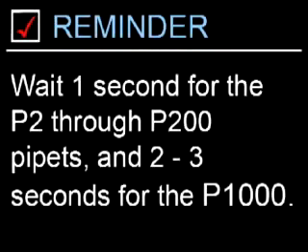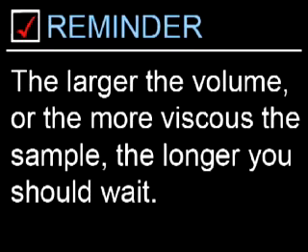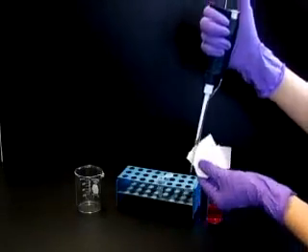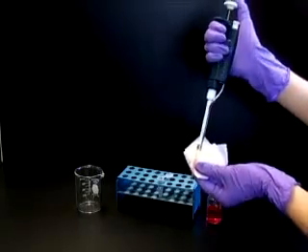As a guide, wait 1 second for the P2 to P200 Pipetman and 2 to 3 seconds for the P1000. The larger the volume or the more viscous the sample, the longer you should wait. Remove the Pipetman from the sample and carefully wipe excess liquids from the sides of the tip.